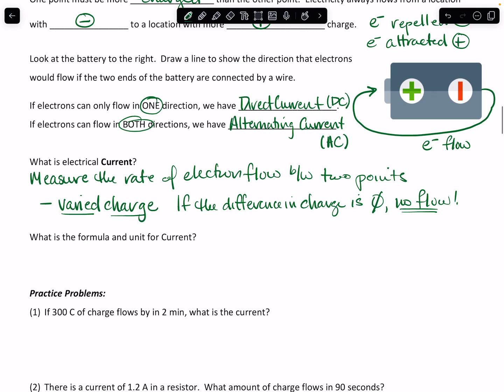So what is the formula? We represent current with the capital letter I, and that's equal to the charge that is moving divided by the time over which it moves. So that's a rate, something divided by time. The unit would come out to be a coulomb divided by seconds, but more commonly we use the ampere, which is a coulomb per second. Next to a number, it'll have a capital A for that unit.